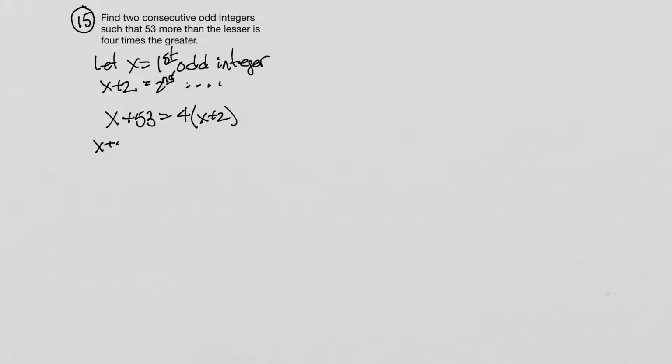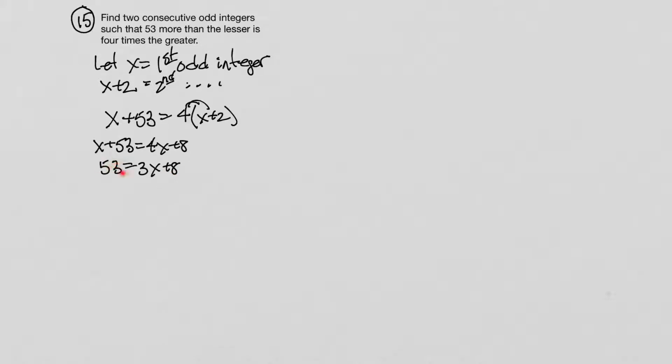So we'll get x plus 53 equals, now distribute here, we'll get 4x plus 8. Got x's on both sides. I've got 1x on the left, but 4 on the right. I'm going to get all the x's over here on the right side, so I'm going to subtract this x. So if I do that, I'm going to get 53 is equal to, now 4x minus x is 3x plus 8. Now I'm going to subtract the 8 from the 53 and this side here.